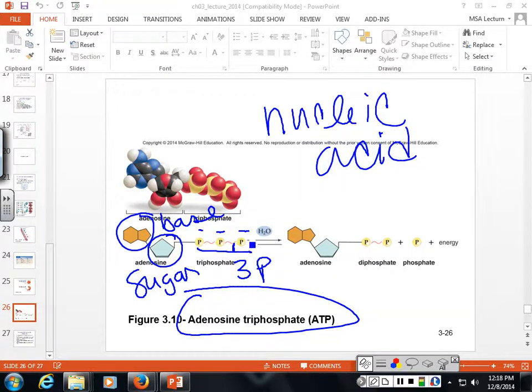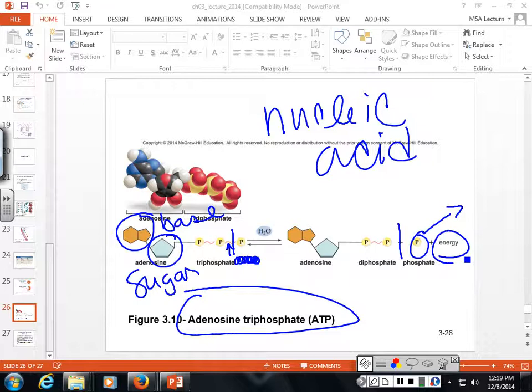So sometimes people think of, let me just erase some of this. Sometimes people think of these as a coiled spring. In order to get the phosphates together, you have to push them together, and you have this coiled spring. Well, what happens when you cut the spring? When you cut the spring, the P goes flying off, but you get all the energy that you stored as you tried to mush these 2 phosphates together. So basically, this is what ATP does for us.